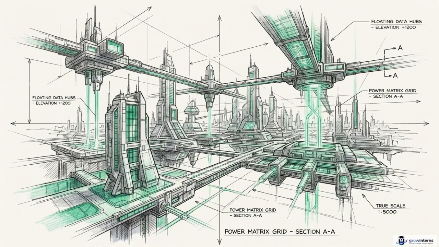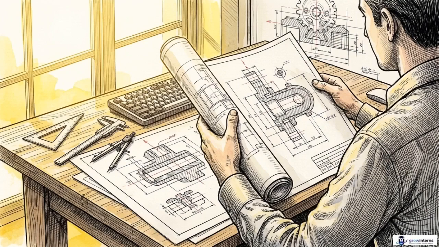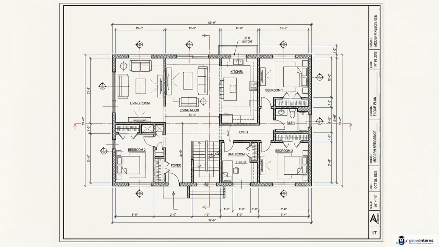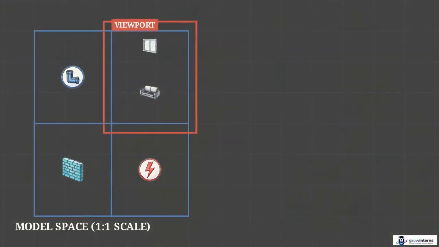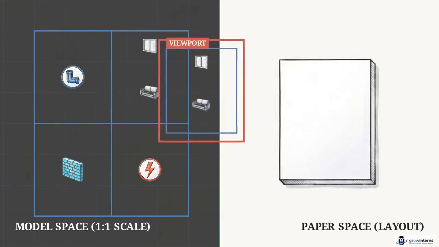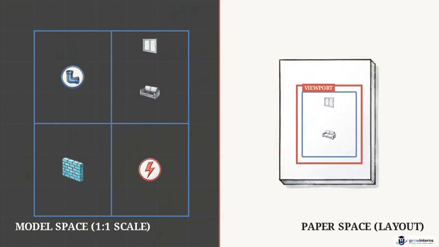A perfect 1-to-1 scale digital model is entirely useless if it cannot be scaled down and shared on a physical sheet of paper. This requires a workflow transition from the infinite black void of model space to the finite white page of the Layout tab, known as paper space. Here, you use viewports. These act as scalable windows looking back into your 1-to-1 model, allowing you to arrange and print the drawing without actually shrinking your original data.